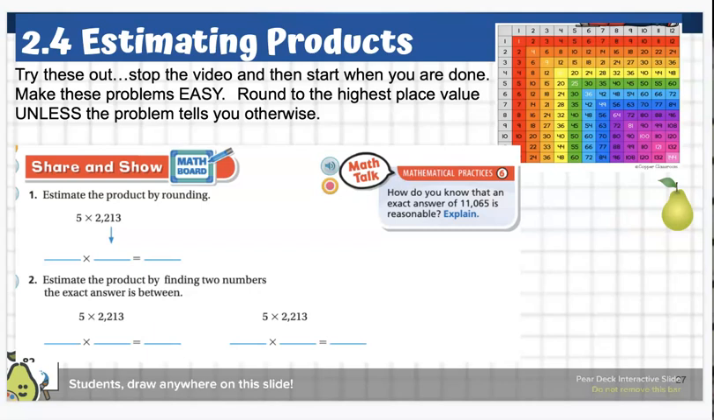Hang in there. Okay, then it wanted you to estimate the product. And I think this is where you guys were getting kind of confused because we didn't do it with addition, but I thought it would be easier here.